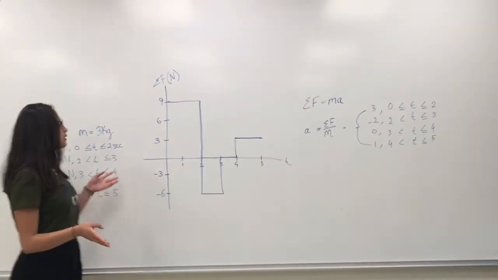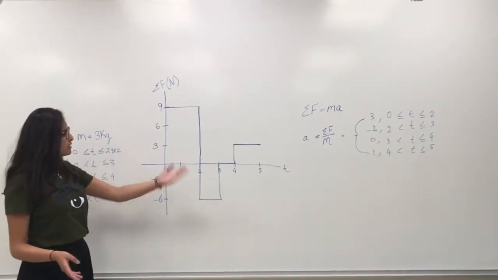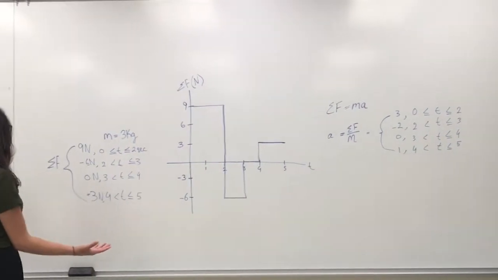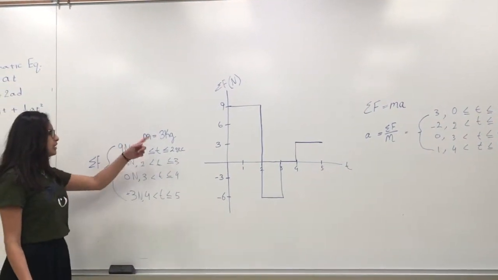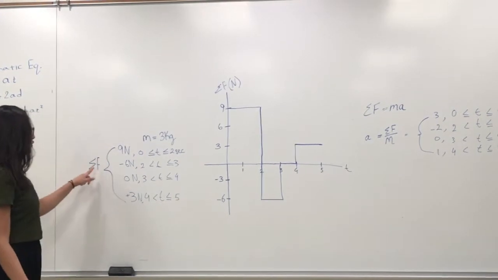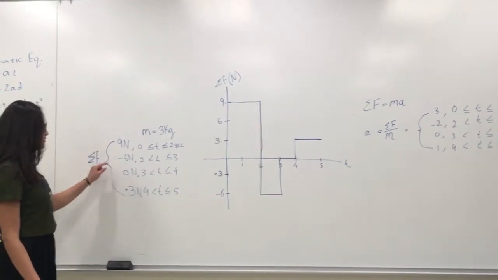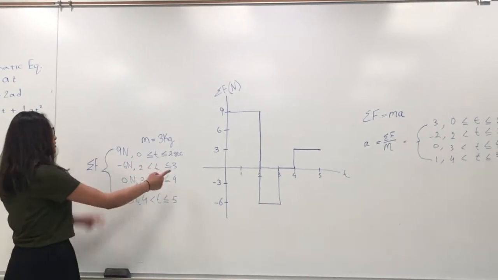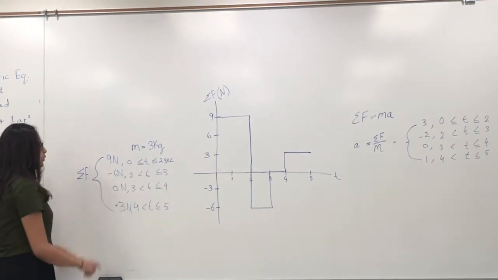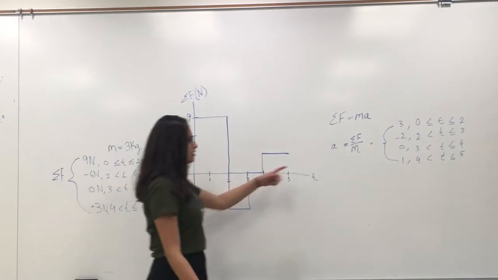So first of all, since we're given the net force versus time, we can use this information to get the acceleration. We're given that the mass is 3 kilograms, and the net force is 9 newtons, negative 6 newtons, 0 newtons, and positive 3 newtons, between the time frames 0 to 2 seconds and so on. We use this information to obtain the acceleration.